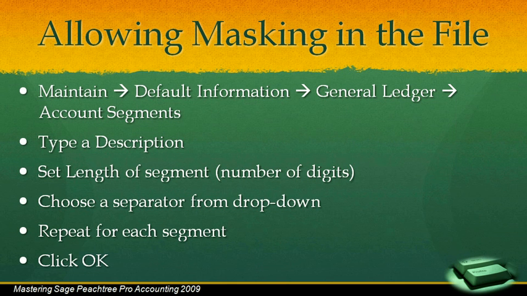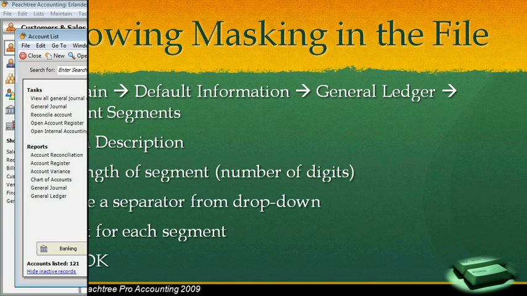You just go to Maintain, Default Information, General Ledger, Account Segments. Right there you can type a description, and then you can set the length of each segment. In other words, what is the number of digits? For us, we were talking about having just 2 digits for our location or department. You can also choose a separator. So you're going to have a -00 or a /00, an _00. You'll just then repeat those steps for each segment that you want. When you're finished, you click OK, and then you're ready to go and create your good account numbers.